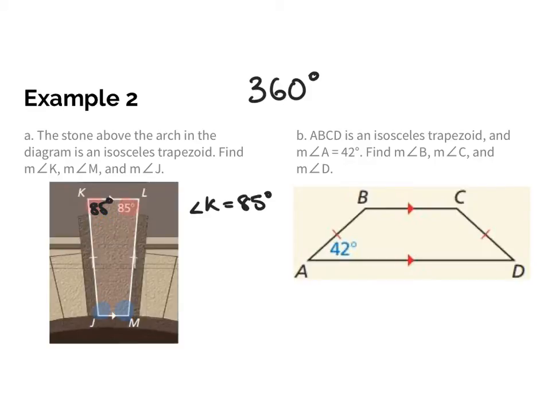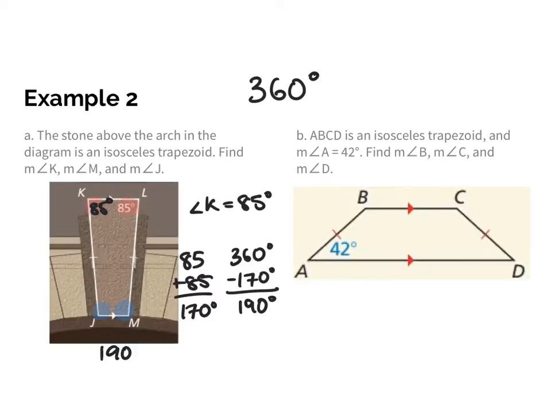If I have two angles that are 85, and I add those two angles up, 85 and 85, that would give me 170 degrees. Now, all four of them have to add up to 360. So if I already have 170 degrees and I take that away from 360, how many degrees do I have remaining? I would have 190 degrees remaining. So that means these two angles, J and M, should add up to 190 degrees.